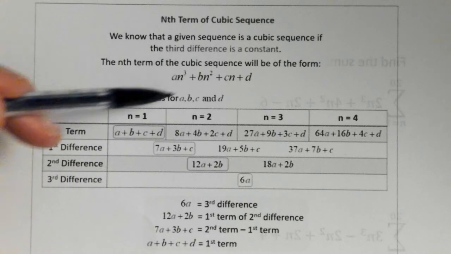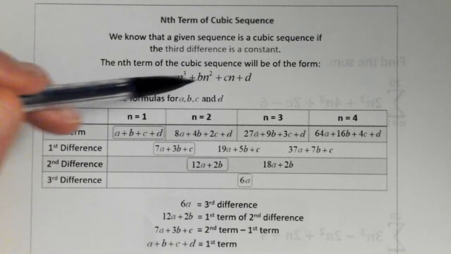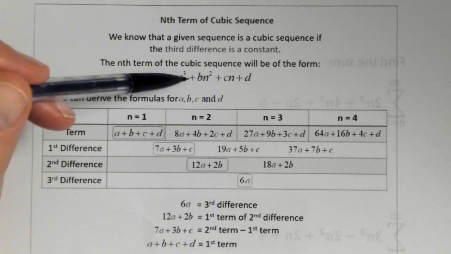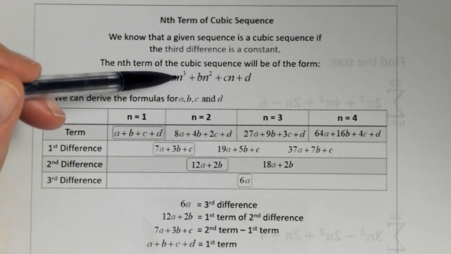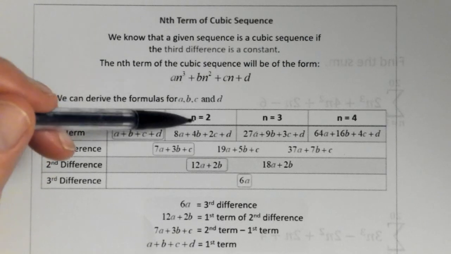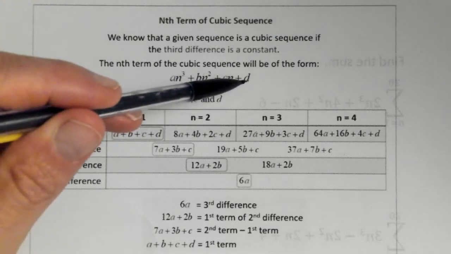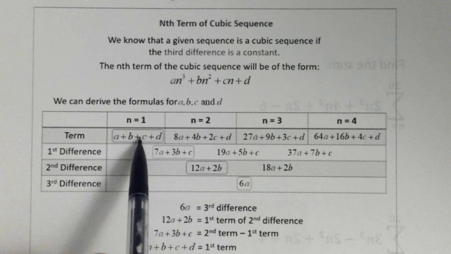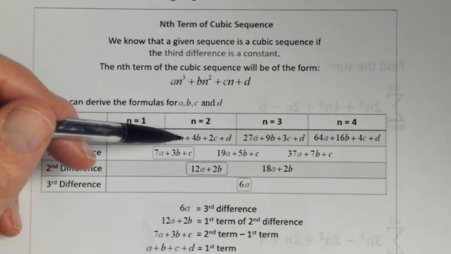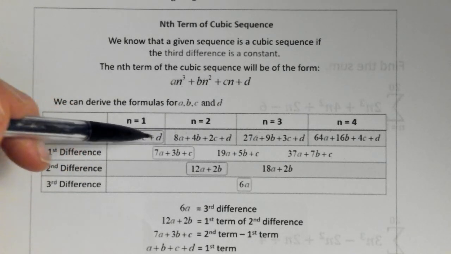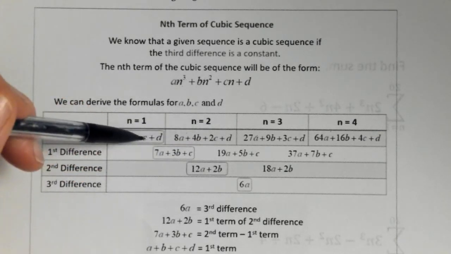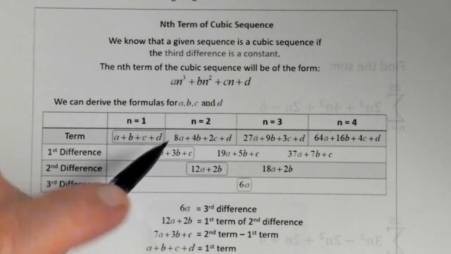If I plug in 1 for n, that's going to be A plus B plus C plus D. If I plug in 2, the second term can be written in terms of A, B, C, and D, because 2 to the third is 8, so that's 8A. 2 squared is 4, so 4B, and C times 2 is 2C, plus D. So all these terms are first written out with A, B, C, and D. Then if I take the differences between those terms, 8A minus A is 7A, 4B minus B is 3B, 2C minus C is C, and D minus D is gone, and so on down the line.